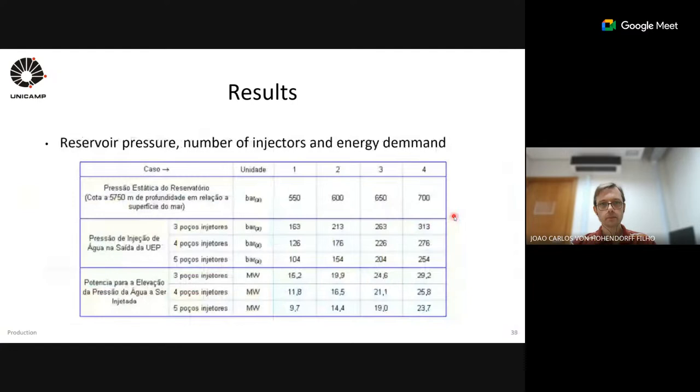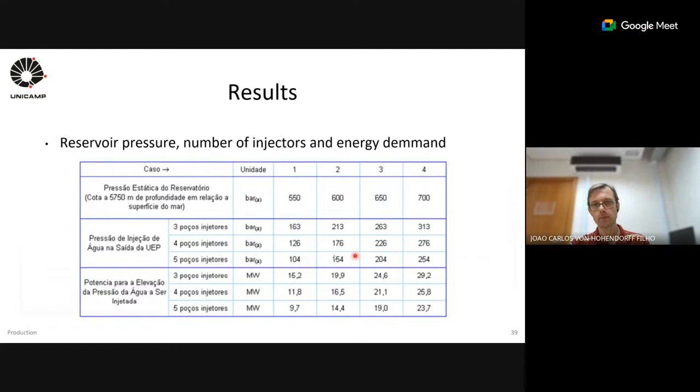Here, the same idea, but for a water pump. In our case, we did some evaluations considering 3, 4, or 5 water injectors, okay? And depending on the number of wells, I have different injection pressures in the output of the pumps.